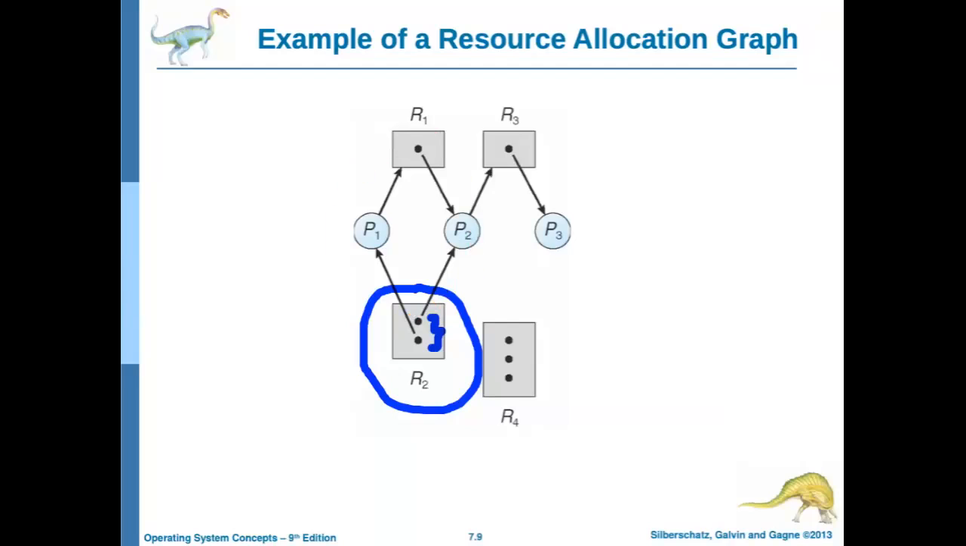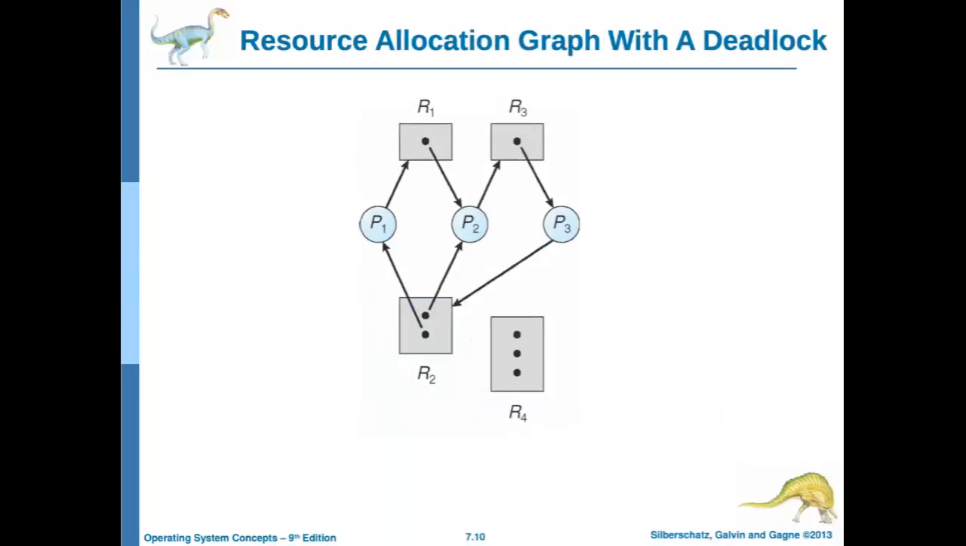Whereas if we move to the next slide, something like this, now check the direction. If I start with R2, R2 to P1, P1 to R1, R1 to P2, P2 to R3, to P3, and I'm coming back to R2. I'm just following the rules. So there is a kind of circular path. This definitely results in deadlock.